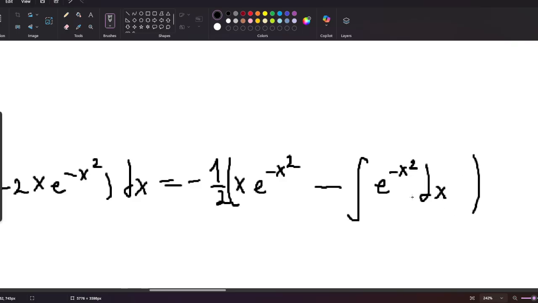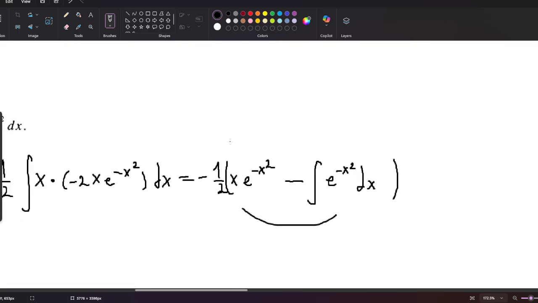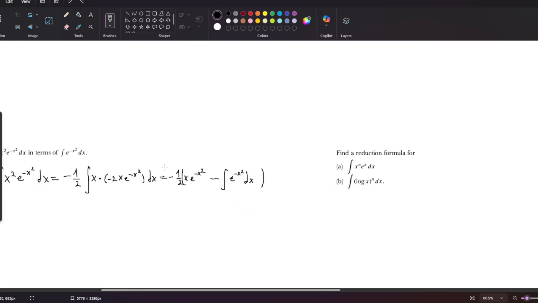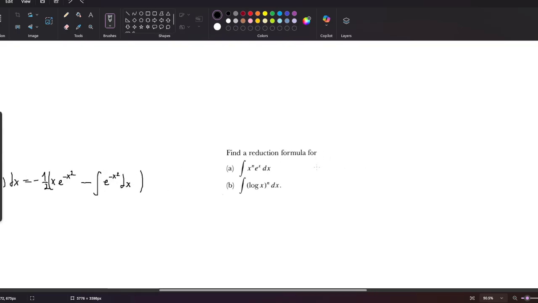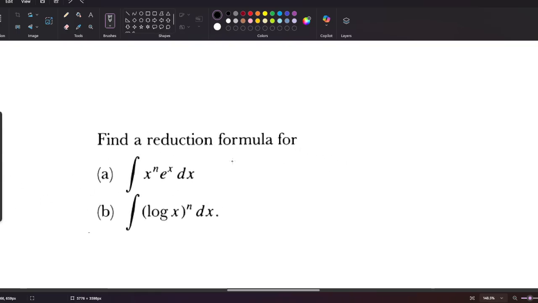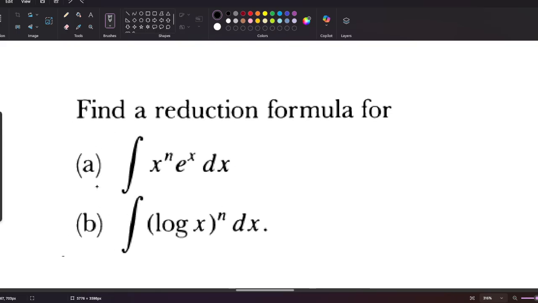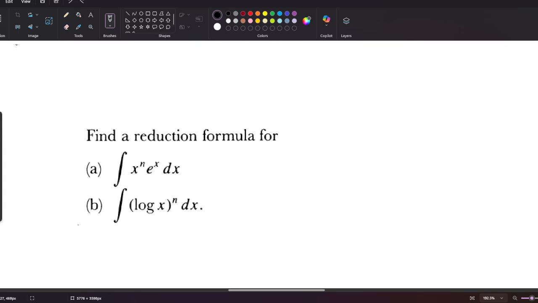Okay, cool. I could swap the parts of the difference so I can get rid of the minus outside. It's basic algebra. I don't want to bother to actually write it down. You get the point. Okay, so now we need to find reduction formulas for these integrals.